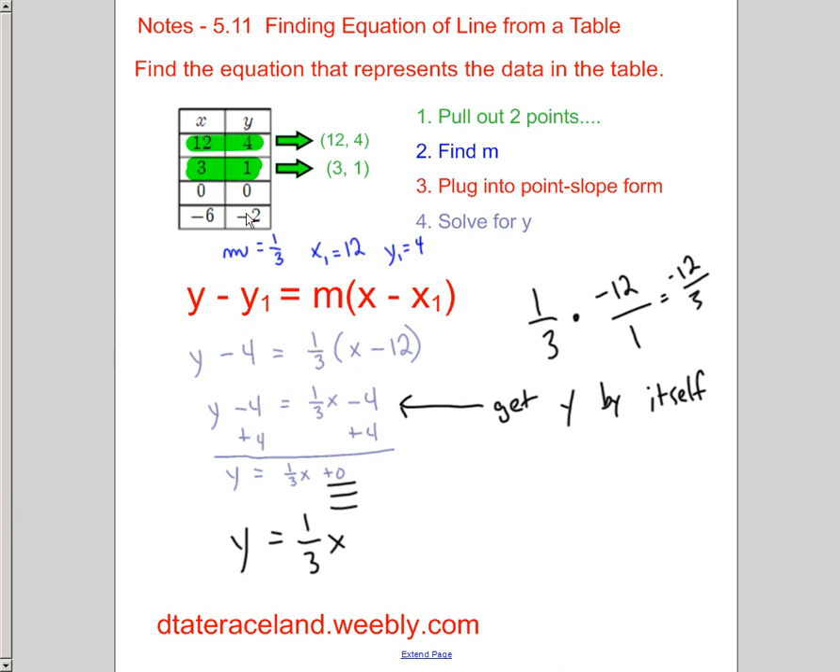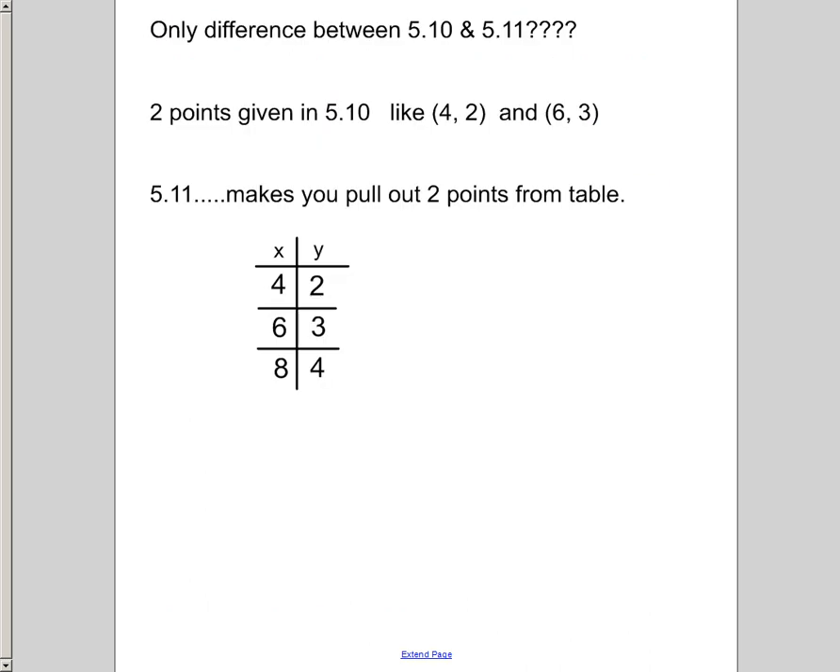Same thing as 510. The only difference is that instead of getting your 2 points given like this, you've got to come down here at this table and go, okay, I've got to choose 2 points. I like 6,3, so that's the same as 6,3, and I like this 4,2, so that's the same as 4,2. Because this information is the same as 510, I'm not going to give extra practice problems on this one.